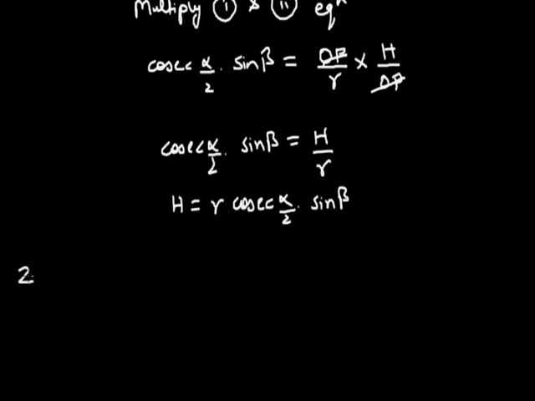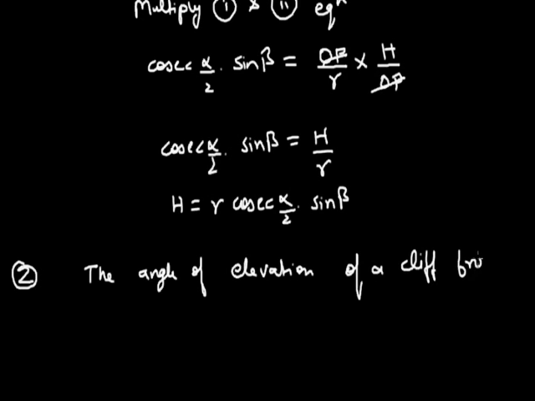So now we move on to the next question. Let's write down the next question first. The angle of elevation of a cliff from a fixed point is theta. So the angle of elevation of a cliff is given from the fixed point, that is theta.